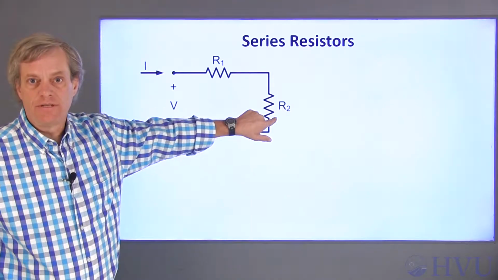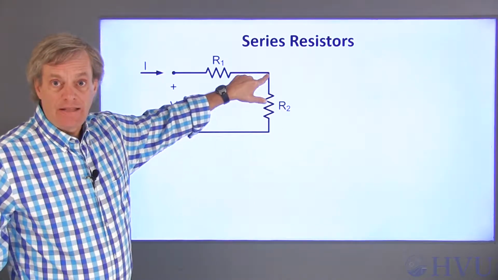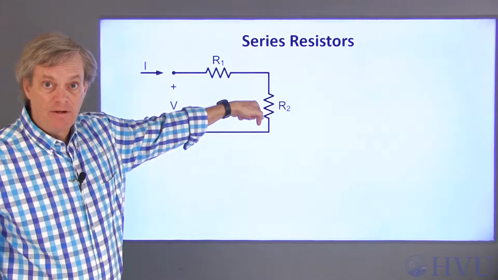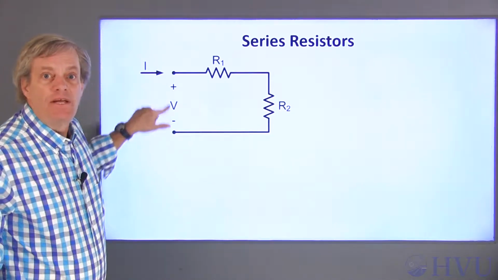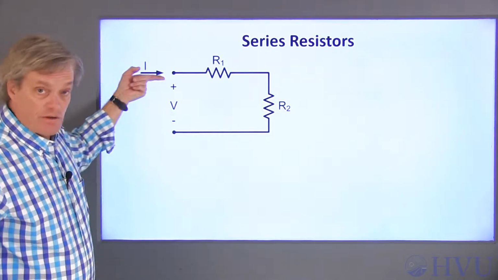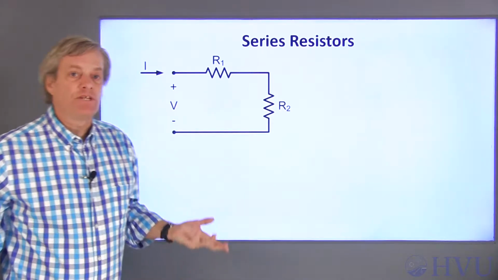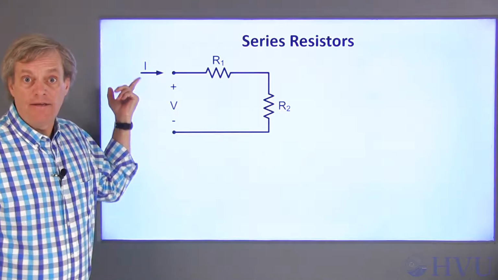These two resistors are in series. If I do KCL at this node, we see that the current through both resistors is the same. The voltage across the combination of resistors is V, and the current through both resistors is I. We followed the passive sign convention when defining V and I.